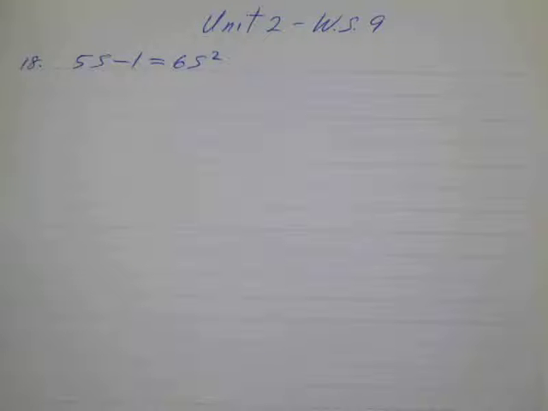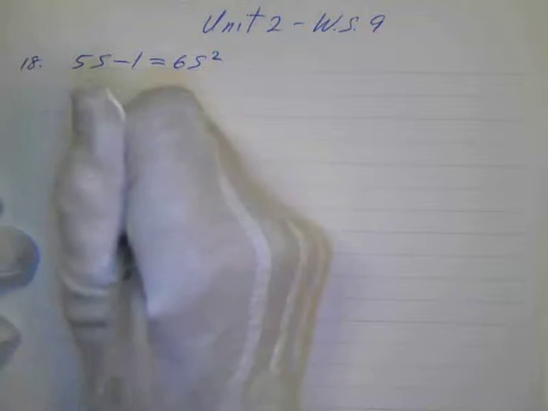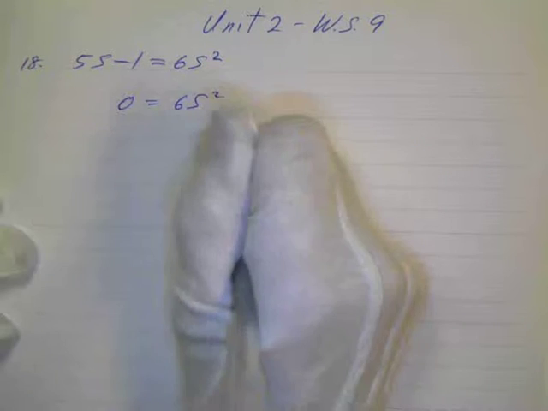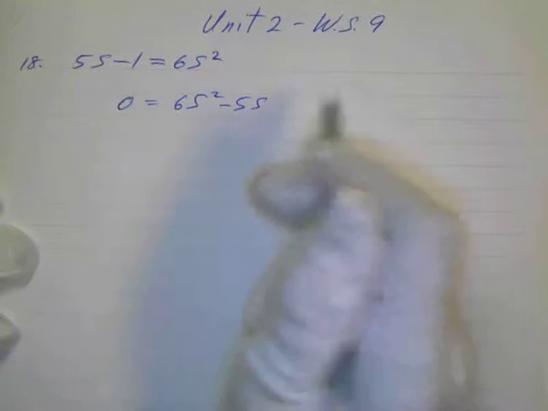Okay, some more solving polynomial equations by factoring, and we've got 5s minus 1 equals 6s squared. So first of all, we'll set this equal to 0, so I can put everything on the right then flip it, I guess. So what I would do is I could say 0 equals, and it would be 6s squared minus 5s.